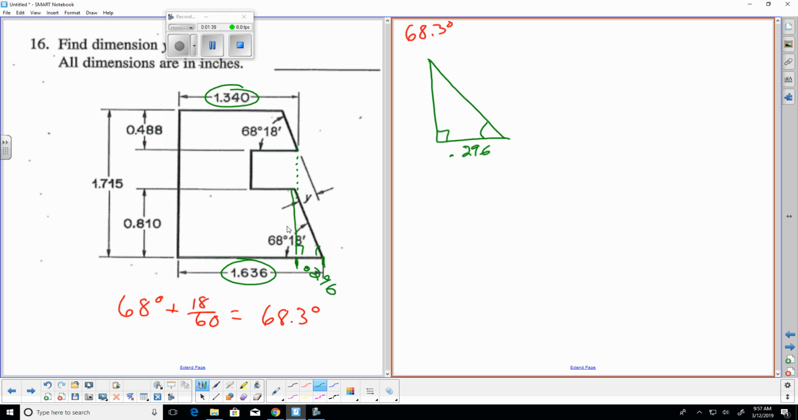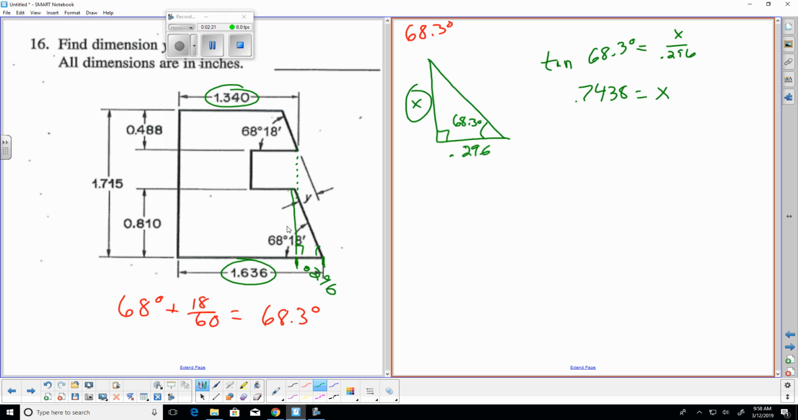Okay, so we got this, and the angle there is 68.3 degrees. Okay, and we got to find this distance right here. I'm just going to call this x. Why not? All right, so it looks like a tangent, right? We're using opposite and adjacent, so tangent of 68.3 degrees equals x over 0.296. If I multiply both sides by 0.296, I get x equals, what does that end up equal? I have it written down here somewhere. 0.7438. Okay, which is this distance right here.